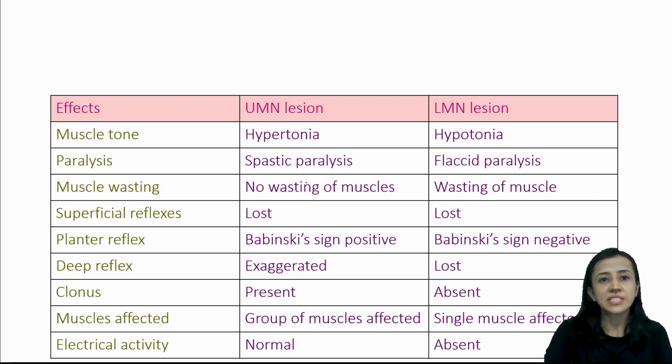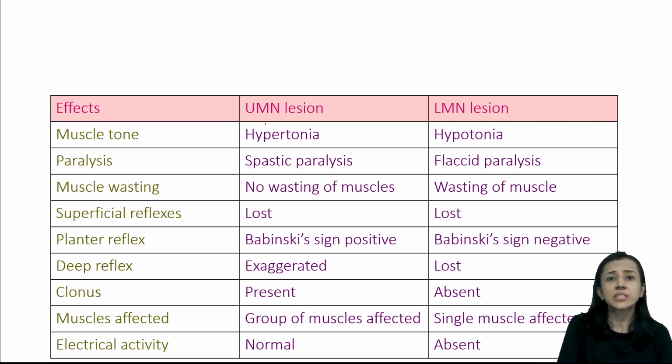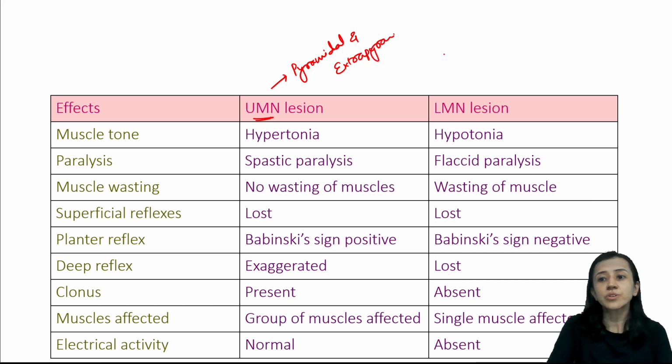Okay, now we'll discuss one thing about upper and lower motor neurons. So what is an upper motor neuron first, and what is a lower motor neuron? Upper motor neuron lesion and lower motor neuron lesion. First of all, we should know what an upper motor neuron is. Upper motor neurons are our pyramidal and extrapyramidal tracts. Pyramidal and extrapyramidal neurons are upper motor neurons. Lower motor neurons are motor neurons of spinal and cranial nerve nuclei.